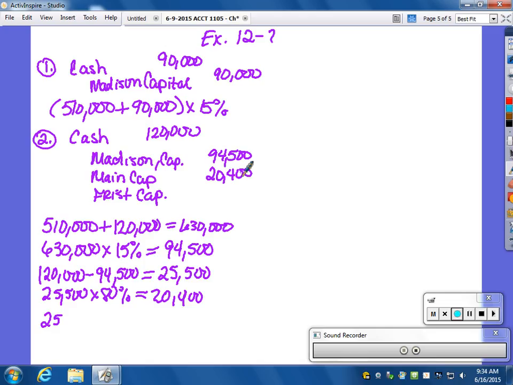That's why we recorded it simply as cash and Madison Capital. Oh, so when it's a bonus, because, right, because after it says with bonus.